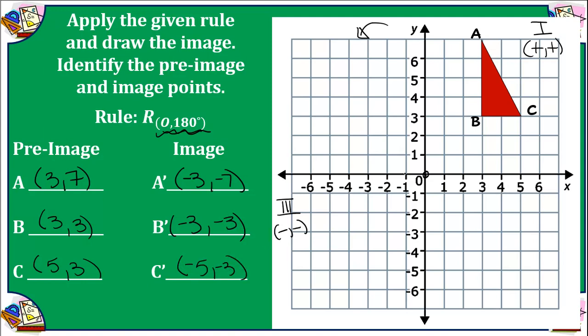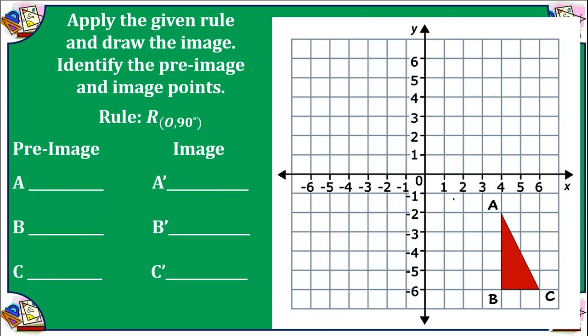So let's plot these. So we have -3, -7 right here. We have -3, -3. Oh, let's label that. Let's not forget that. Very important. Make sure you put your primes. And then we have -5, -3. And then we have our triangle. And there you go.